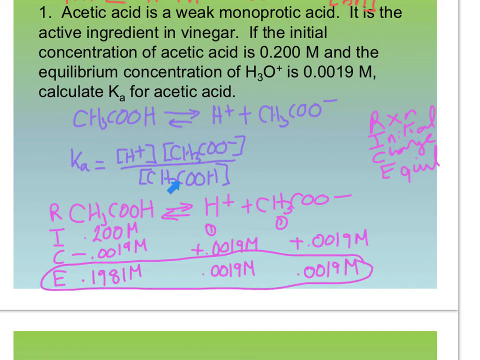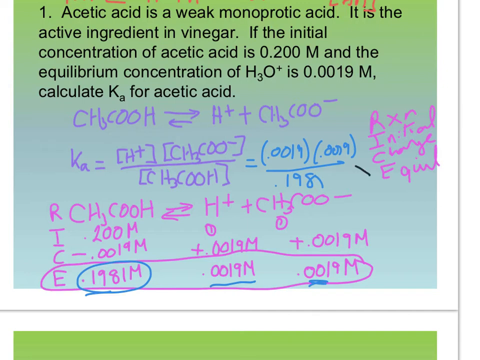So now that I have the equilibrium concentrations, those are the ones that I can plug into my Ka expression. So back to my Ka expression, I plug in my equilibrium concentrations. At equilibrium, my H plus is 0.0019. My acetate is also 0.0019. And my acid is 0.1981. And I just punch that into my calculator and find the answer. If you plug that in, you get 1.8 times 10 to the negative 5th. And that is the answer. That's the value for the Ka.